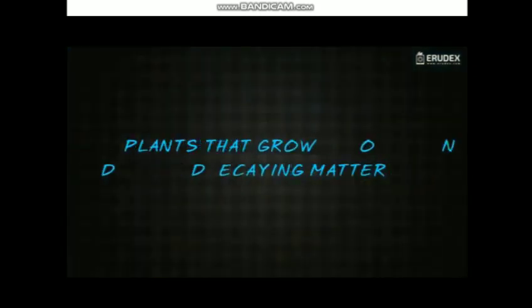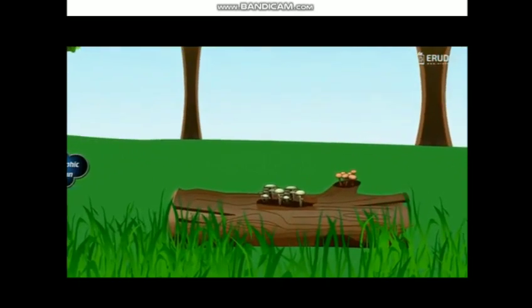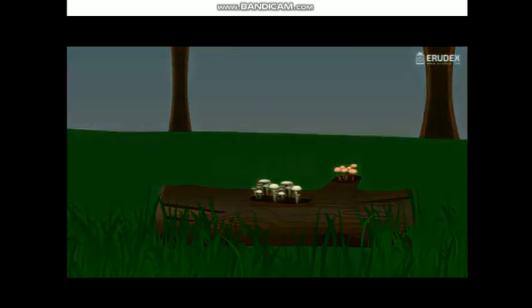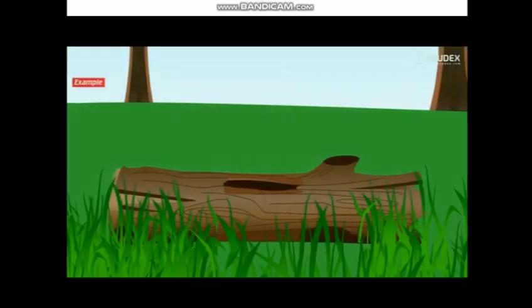Plants that grow on dead and decaying matter. Some organisms depend on dead and decaying matter for their nourishment. This mode of nutrition is called saprotrophic nutrition. The organisms which exhibit such type of nutrition are called saprotrophs. Example, fungi.